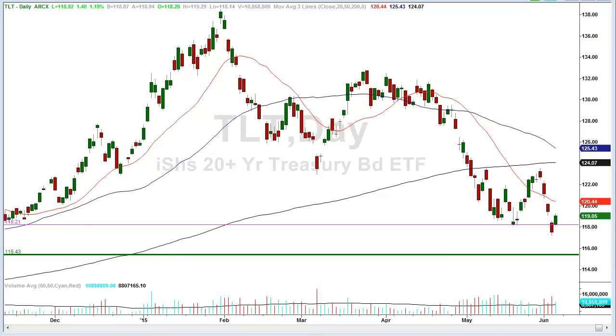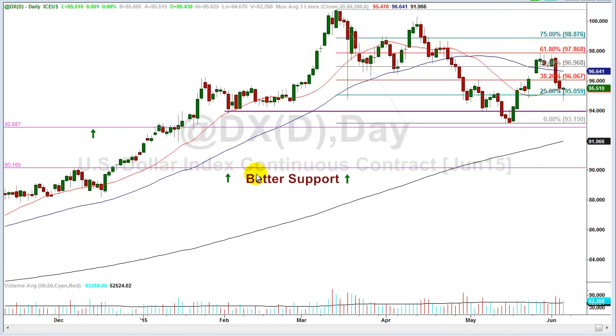But we can talk about bonds. There's nothing wrong with that. Let's go to the dollar. Let's see what we've got here. Okay, so the dollar, this is a very interesting chart. Why? Because the dollar came in to, wait a minute.